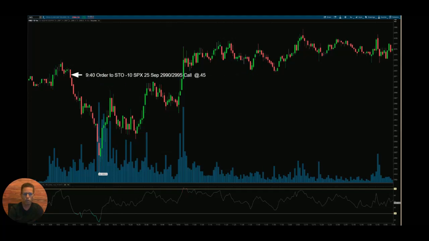So I tried to put in an order right at 9:40, which is typically the time that I start a trade. I tried to open that trade at the 2990, 2995 strikes, a credit spread at 45. Well, I wasn't able to get it. It just kind of ran away from me, and I tried to change the order to 40, but it just went too fast. And so I just passed on the trade.